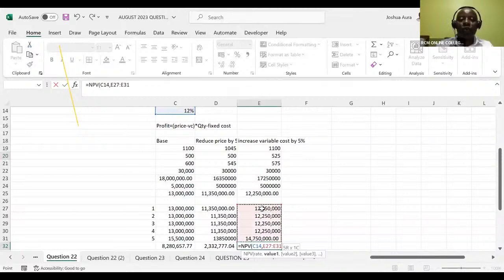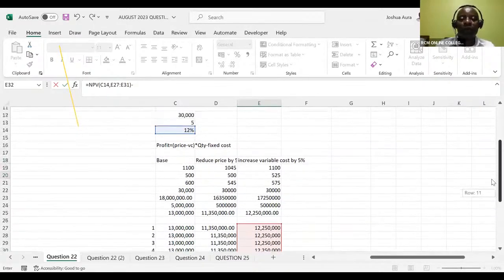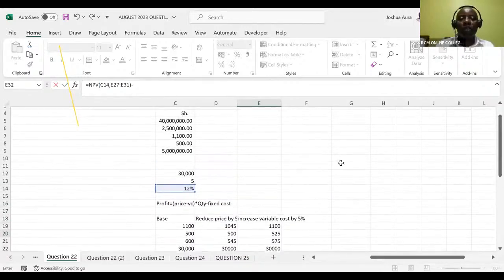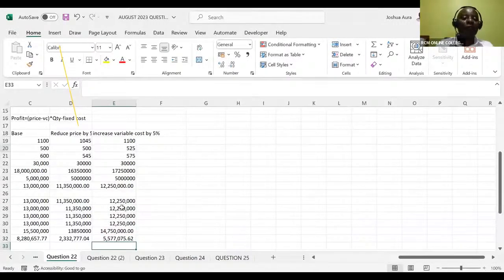I'm able to move to there. And then, of course, having taken all the values, I simply come and say close bracket. I say minus the initial outlay. Look for the initial outlay somewhere. Initial outlay is 40, like that. So you enter. So I'm getting 5.5 million as the NPV.